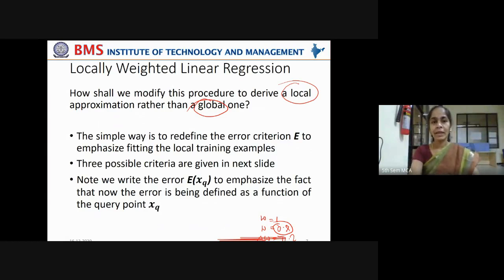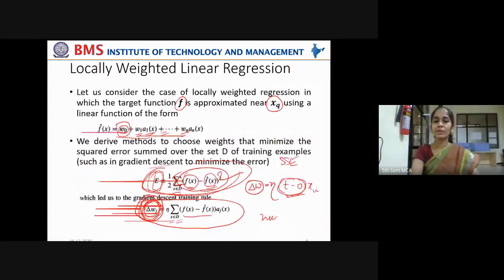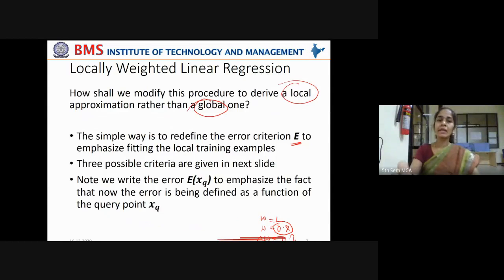How to do that? The simple way is to redefine the error criterion E. What is the error criterion here in this case? E equals 1 by 2 sigma, the difference between the original value and the predicted value, squared. Now the simple way to redefine that error criterion E to emphasize fitting the local training examples is to consider three possible criteria. I'll show you what the criteria are.